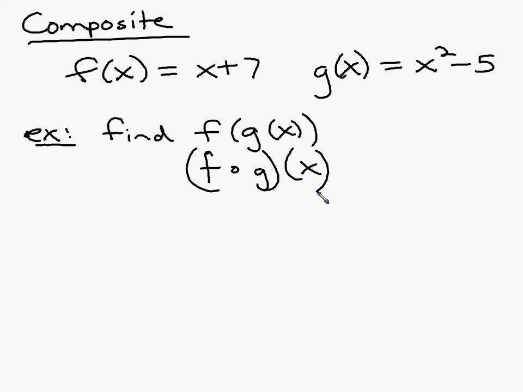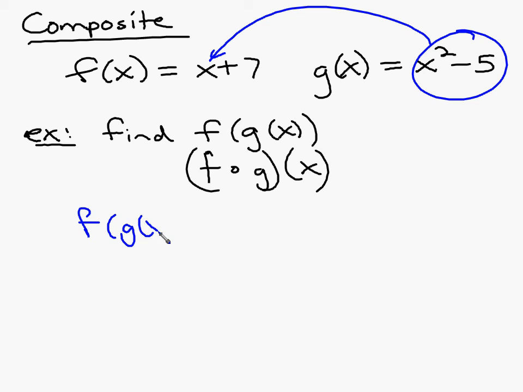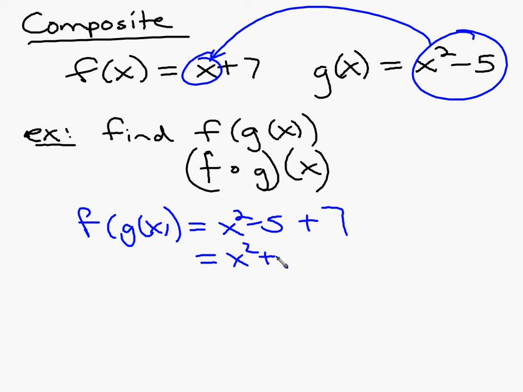So that means we're going to plug g in for x. So the way f of g of x would look is I would have x squared minus 5 right here, and then I would have a plus 7. And then simplify it a little bit, it would be x squared plus 2.